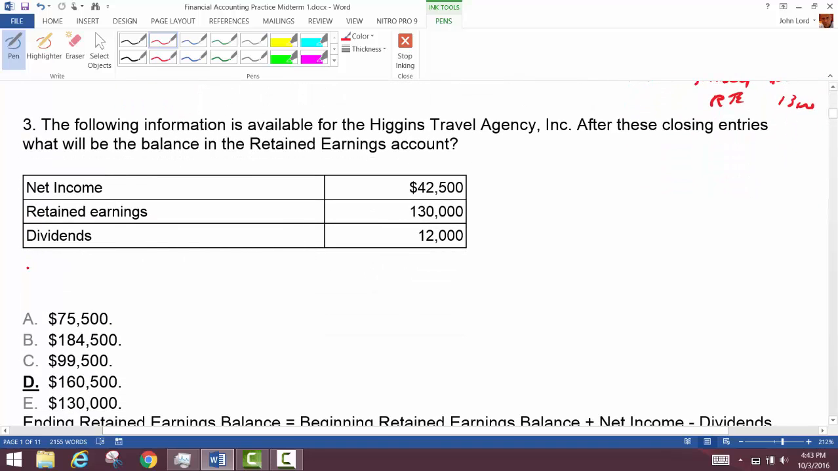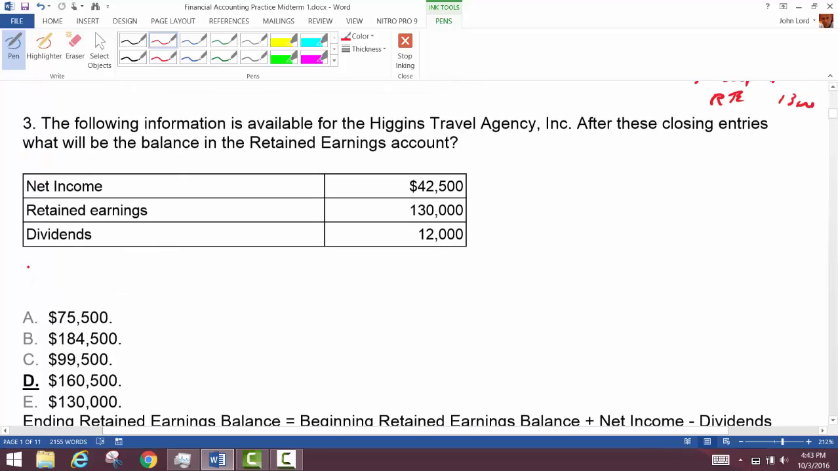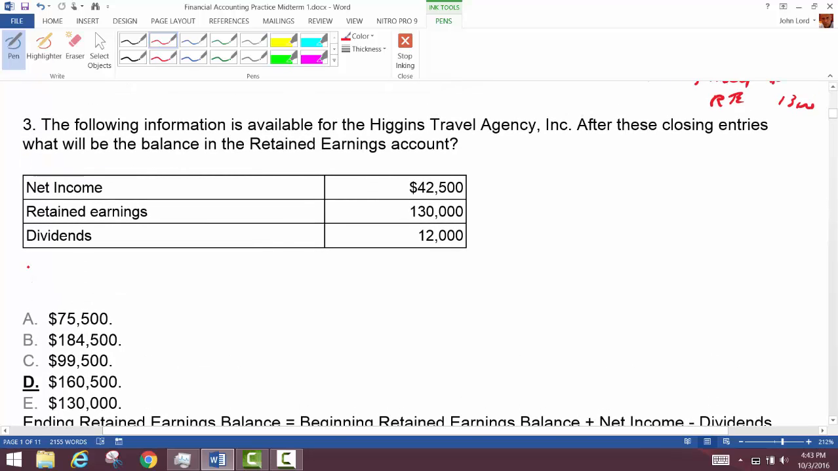And they say after the closing entries, what will be the balance in retained earnings? Now look, we don't have to go through all the closing entries for that. We just analyze retained earnings. They tell me that retained earnings had a beginning balance of 130,000. We're just going to do like we did before. Our add is going to be net income, 42,500. That's my net income.